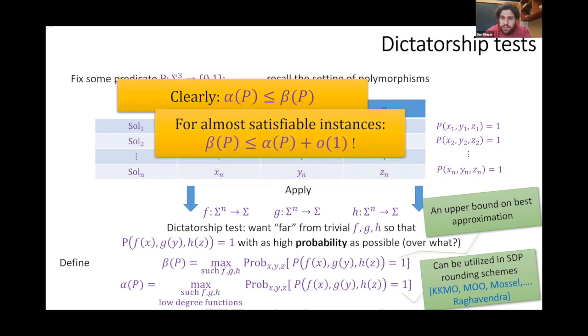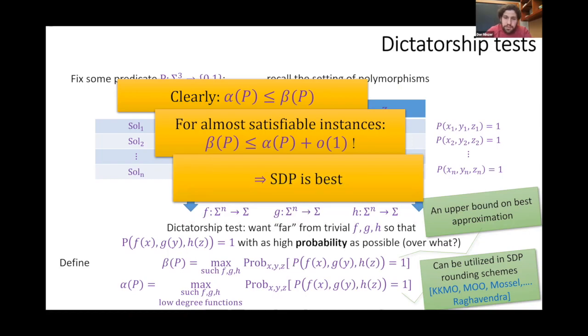And what turns out to be the case is that if you look at almost satisfiable instances, then actually alpha and beta are the same, up to an absolute loss of one. So this is not trivial to see, but this is true. And this is what tells you that whatever you can do with any f, g, and h, you can do with low degree functions. So therefore the upper bound and lower bound coincide, and you get this dichotomy behavior at alpha of P. And this in particular means that SDP is the best you can do.